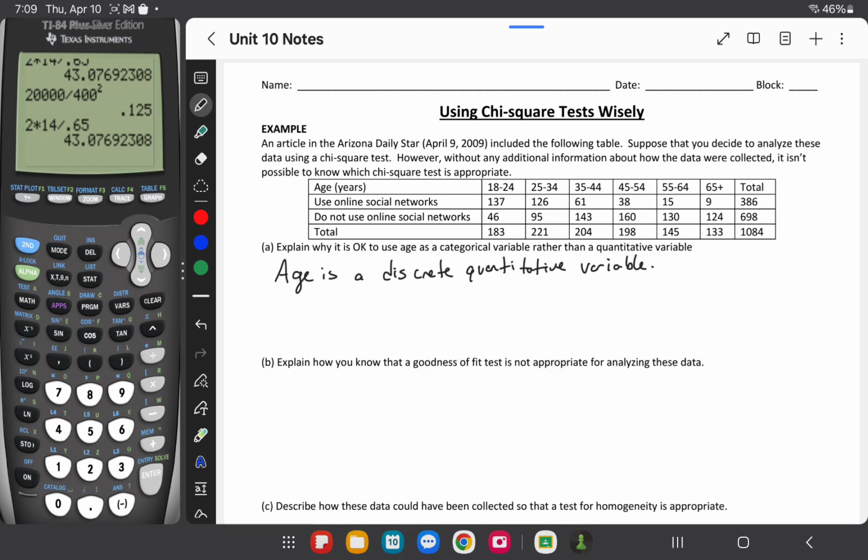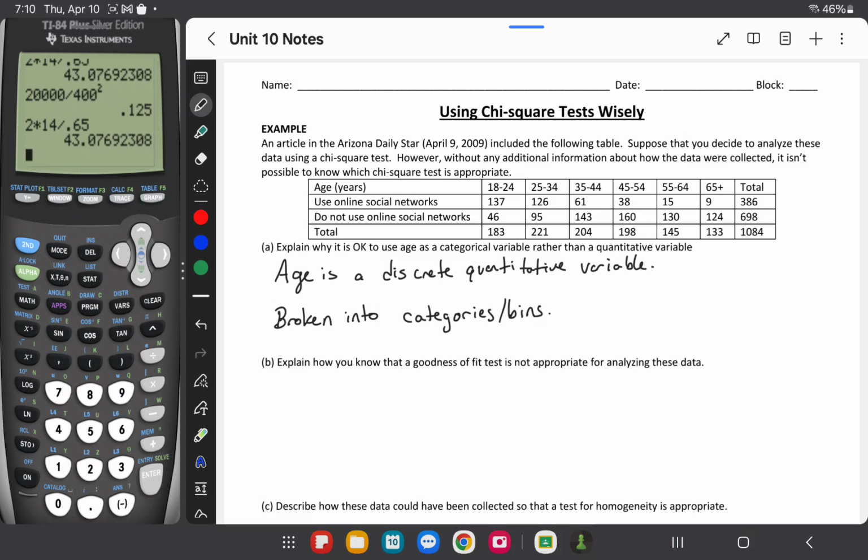The other reason why it's okay is that it's been broken into categories or bins. And so the fact that it's been broken into these categories or bins means that we can go ahead and proceed with this as a categorical variable, because we're no longer looking at just an 18-year-old, we're looking at a whole group of 18 to 24-year-olds, a whole group of 25 to 34-year-olds, and so on and so forth. So now that we've established that these are both categorical variables, what kind of test are we going to use?